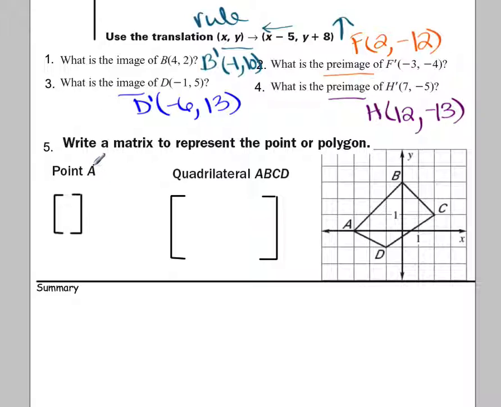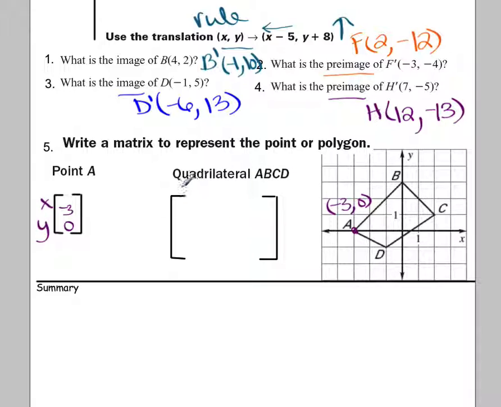So what you do with a matrix for point A, you're going to put the x on top and then the y underneath it. So for point A, we want our x value and then our y value. So I'm going to label point A. It is at (-3, 0). The x value is -3, the y value is 0, and that's the answer. That's the matrix to represent point A.